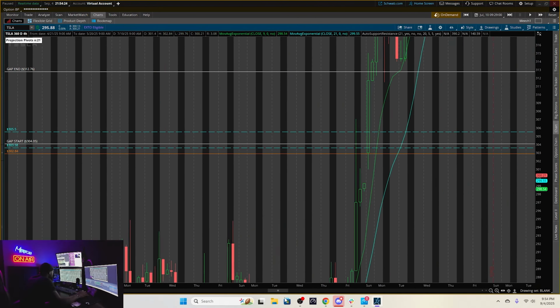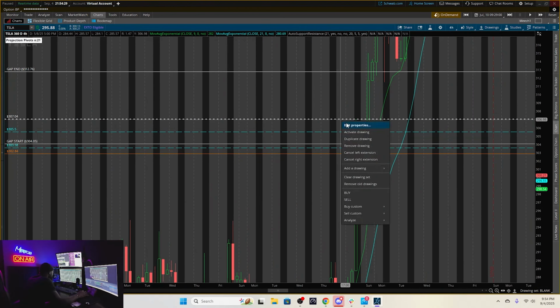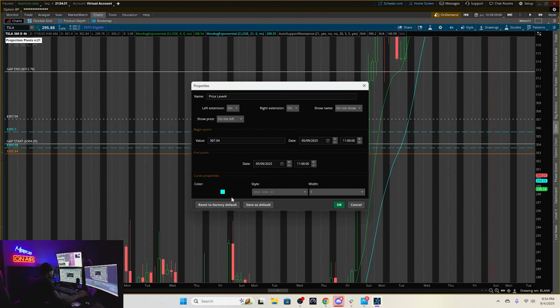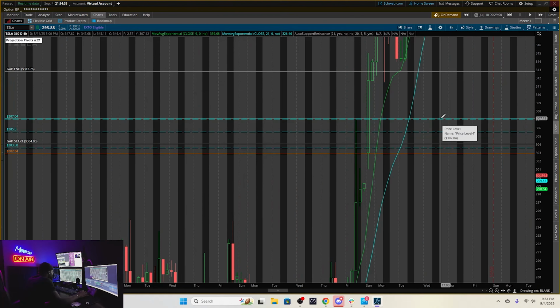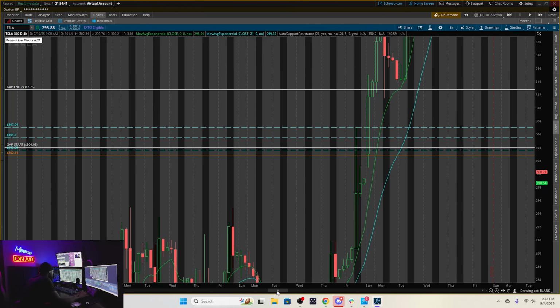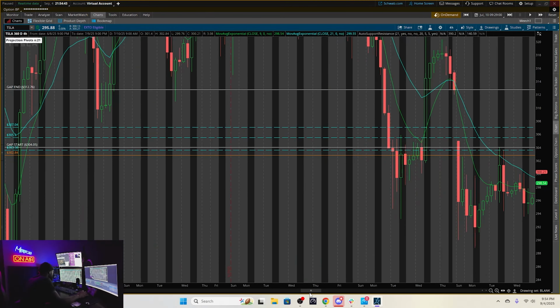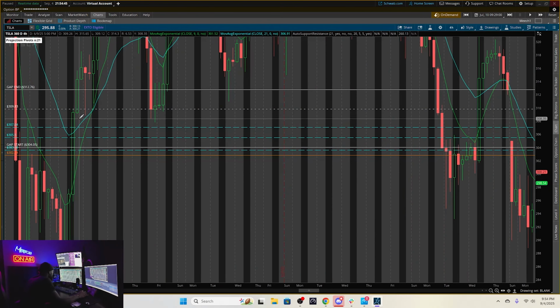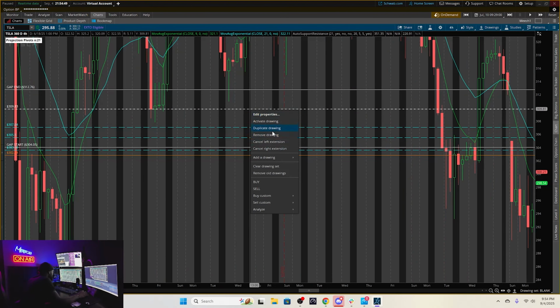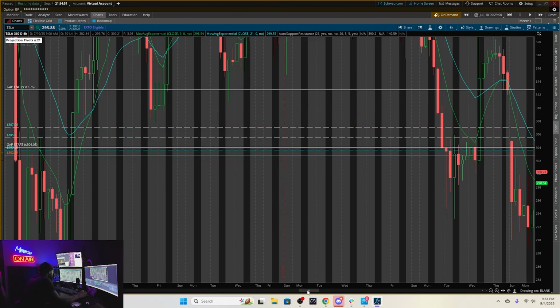Let's see. We're in the gap now. 307.04. Now, gaps don't have to fill all in the same day. We can reject anywhere inside the gap and come down. 307. And what's this? 309.83.